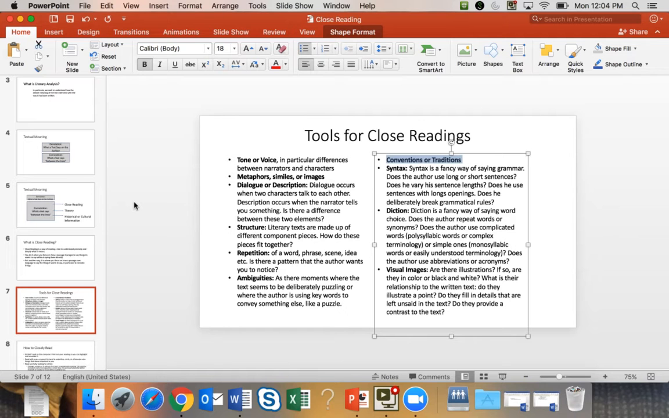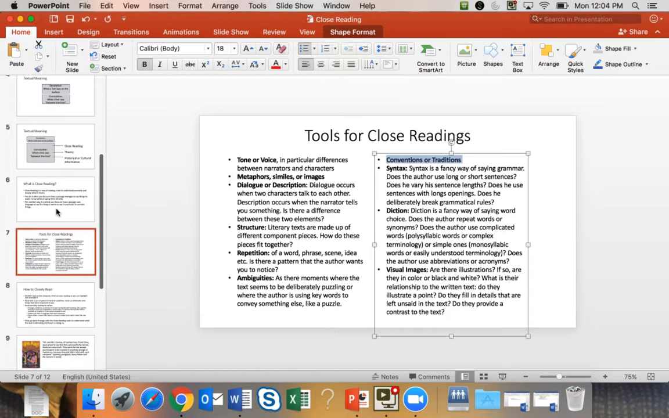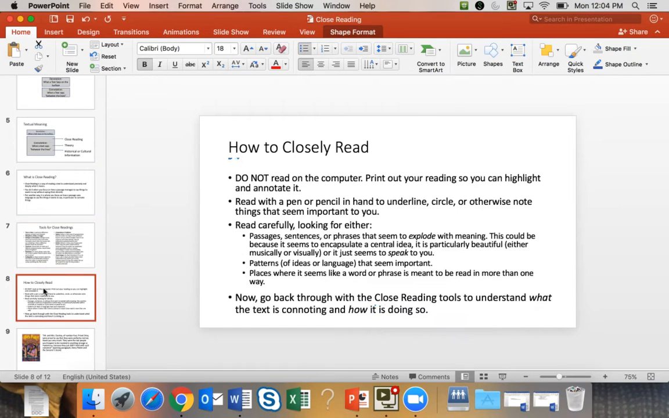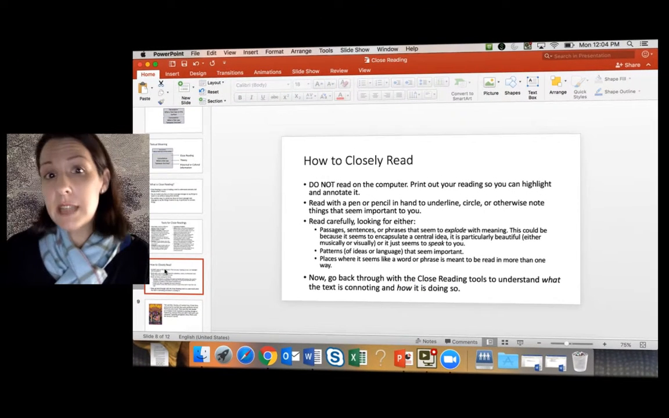Okay, so here's some of your tools. Now you might be asking yourself, this is all well and good, but how exactly do I closely read? So here's some steps.